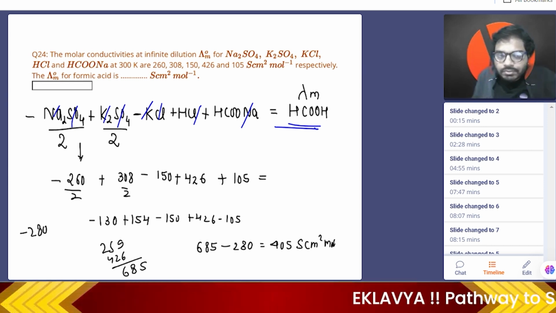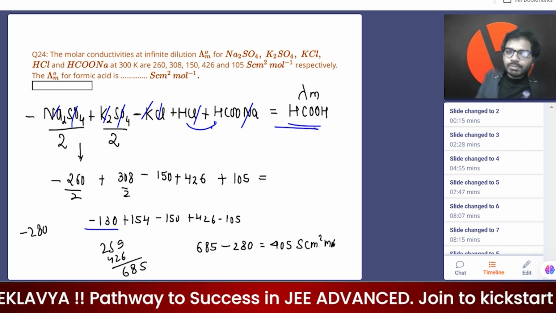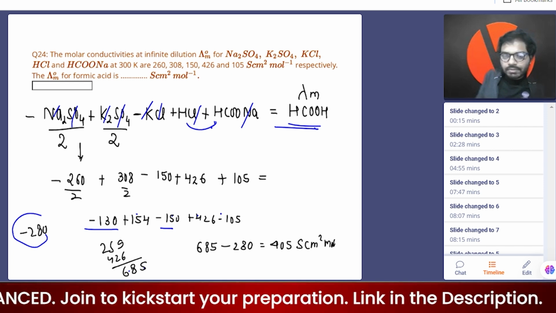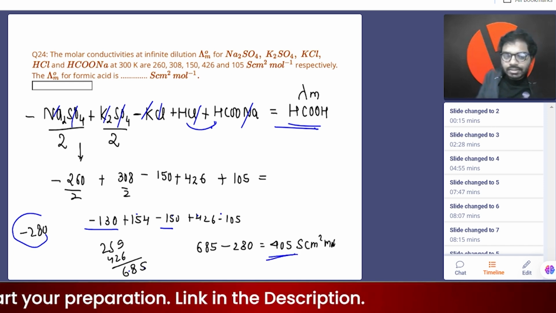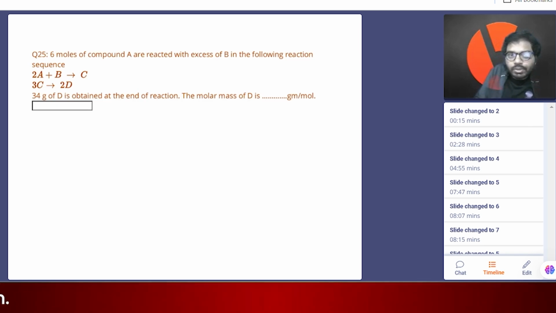So what is left now? Which part is left? HCOOH is left. This will just add. So on adding minus 130, minus 50, minus 280, we will add these. We will get the 685. The final answer will be the 405. So please check that.